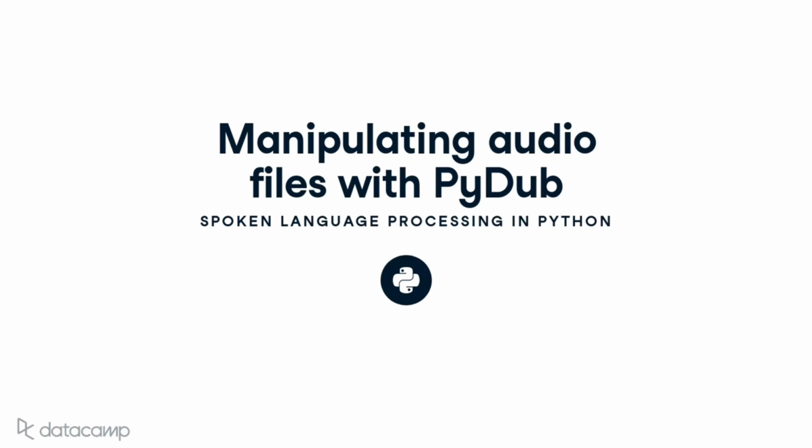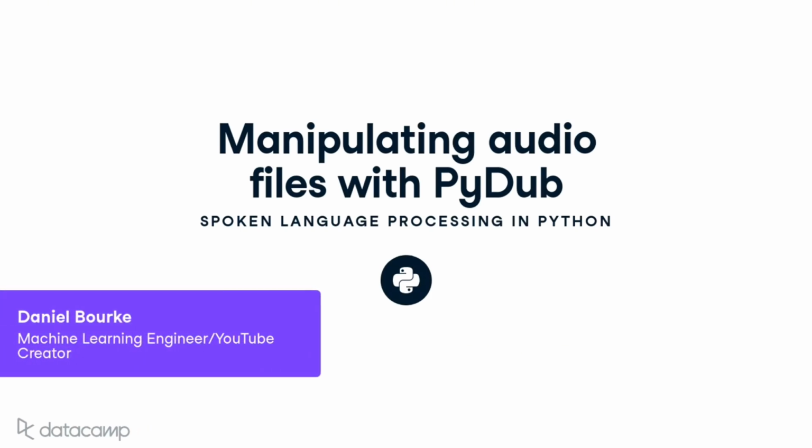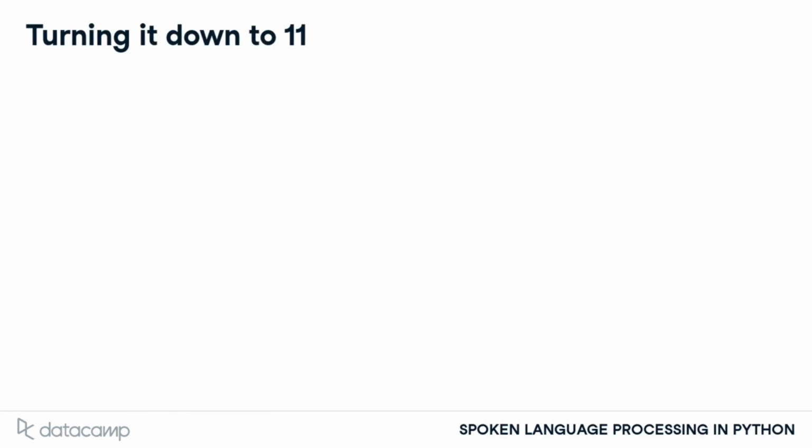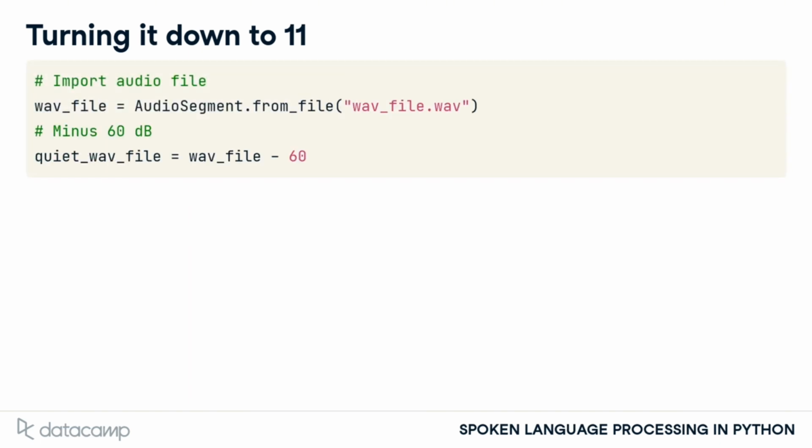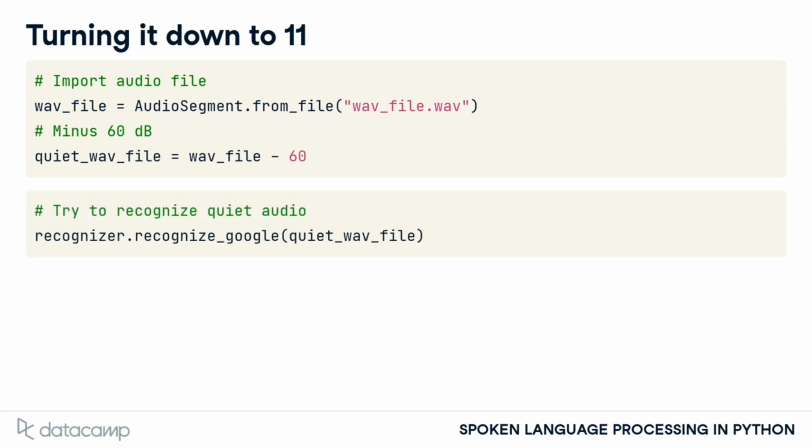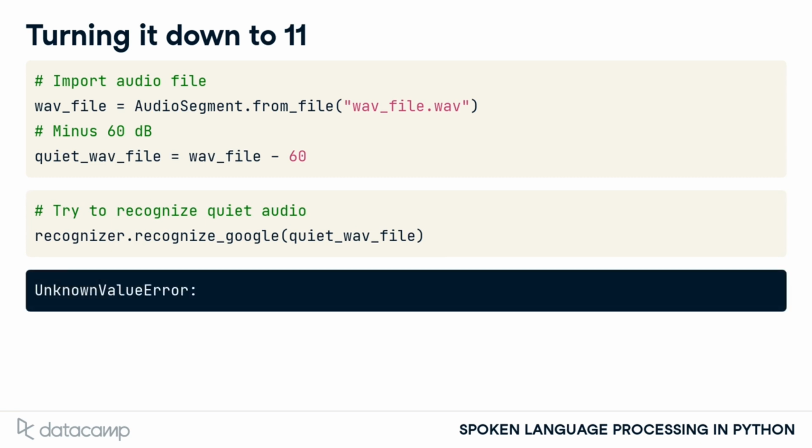Now you've had a little experience with Pydub and the AudioSegment class, in this lesson, we'll start to see just how powerful it is. Are your audio files too loud or too quiet? You can make your audio segments louder or quieter by adding or subtracting integers. Let's make our WAV file 60 decibels quieter. You'll see if you tried to transcribe audio this quiet with recognize_google, as we saw in an earlier lesson, it would return an error.